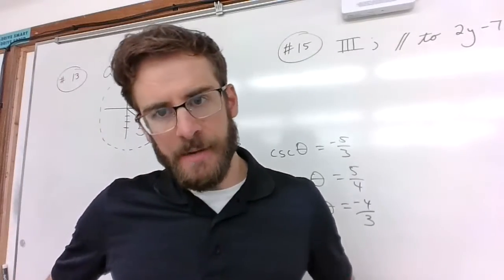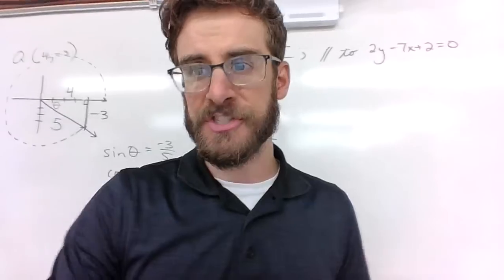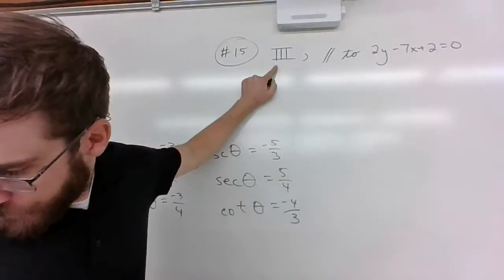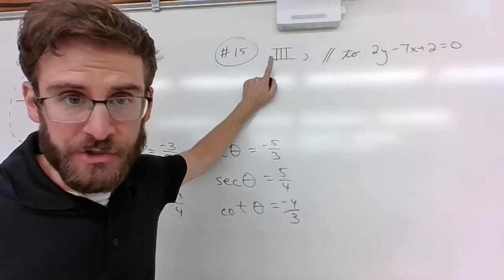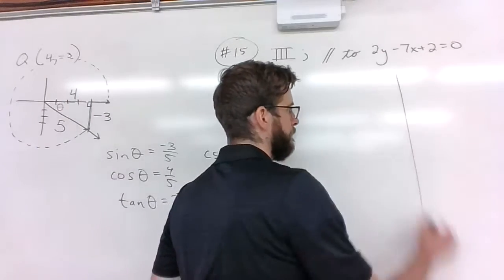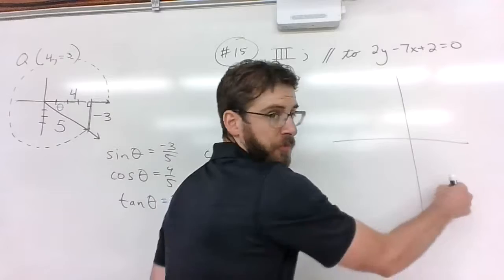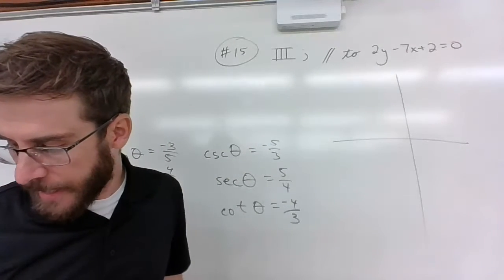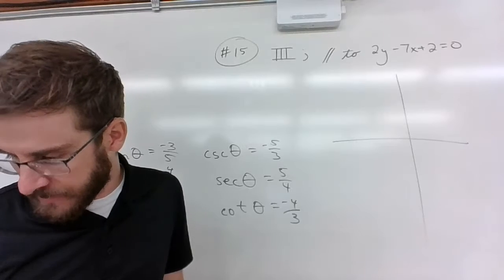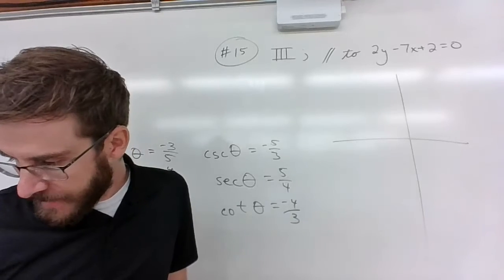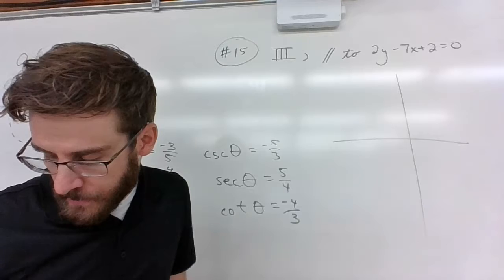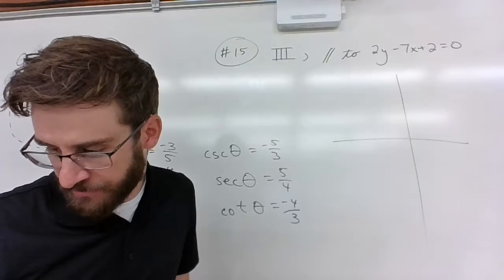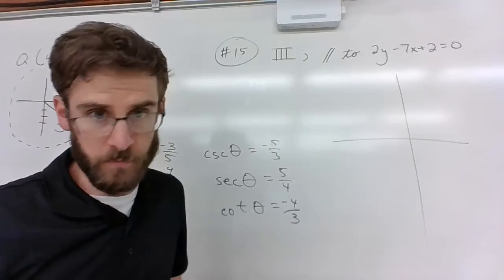It's the same instructions given to you on 15, but they're giving you much different information to go from. They're saying that you are in the specified quadrant 3. 1, 2, 3, 4, right? And it says it's parallel to the line 2y minus 7x plus 2 equals 0. And they want us to find the values of the 6 trig functions where it lives.